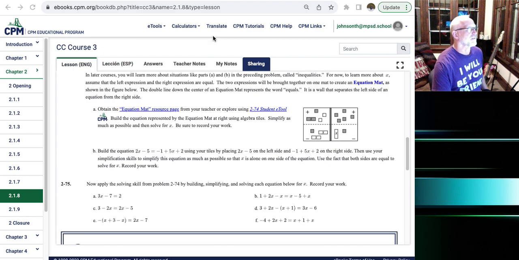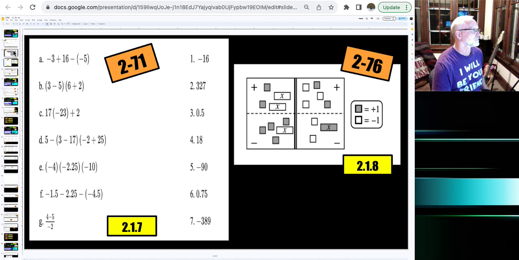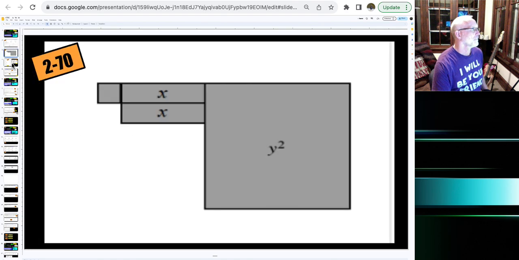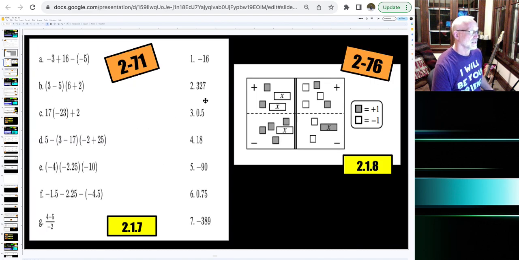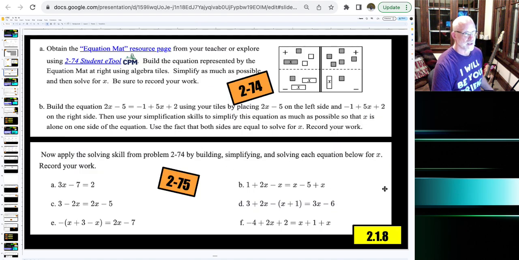Then we go down to 275. That was 274. At 275, the next thing we want to do is get your algebra tiles open and then solve these equations. On the left side, put 3x's, subtract 7. Then we have the equals. On the right side, put 2, move the pieces around, and solve for x's. That is it. I'm going to ask you to do as much as you can. And then tomorrow when we come in, we are going to solve these homeworks together. And then we're going to go through and solve these lesson problems together.